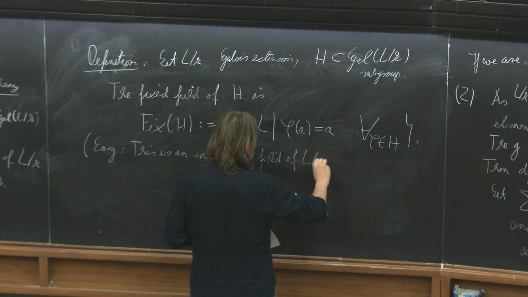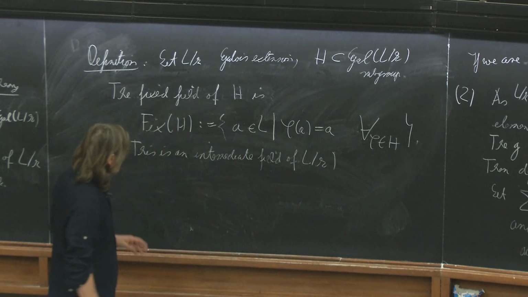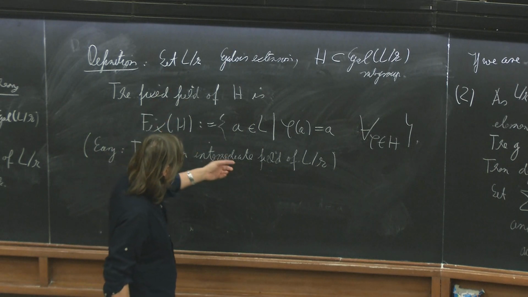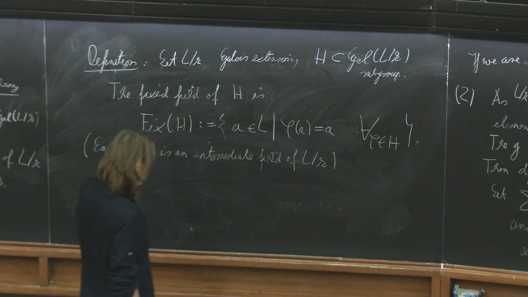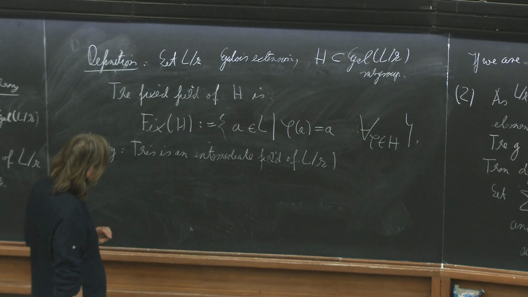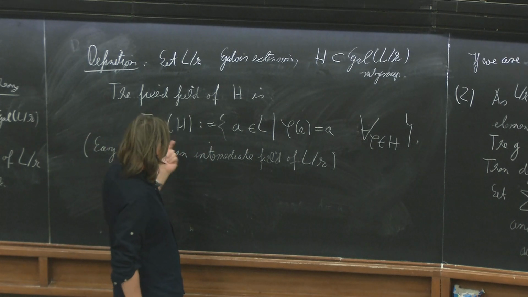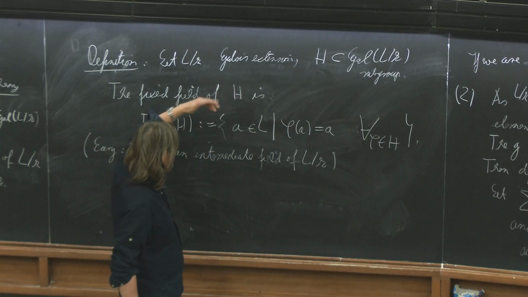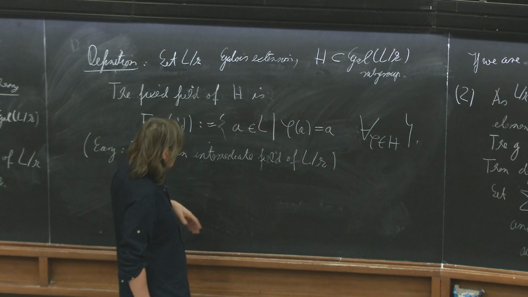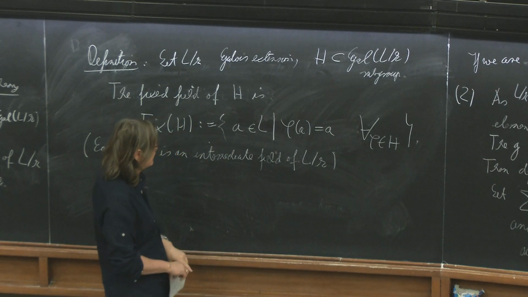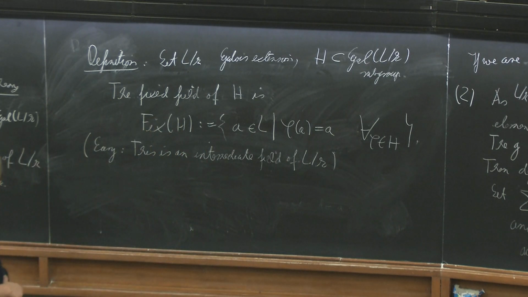It is an intermediate field of L over K. Now, by definition, every element in the whole Galois group fixes every element in K. And you can see that if two elements are fixed by every phi in H, then also their product and their sum and their difference are, so this will give us a field.